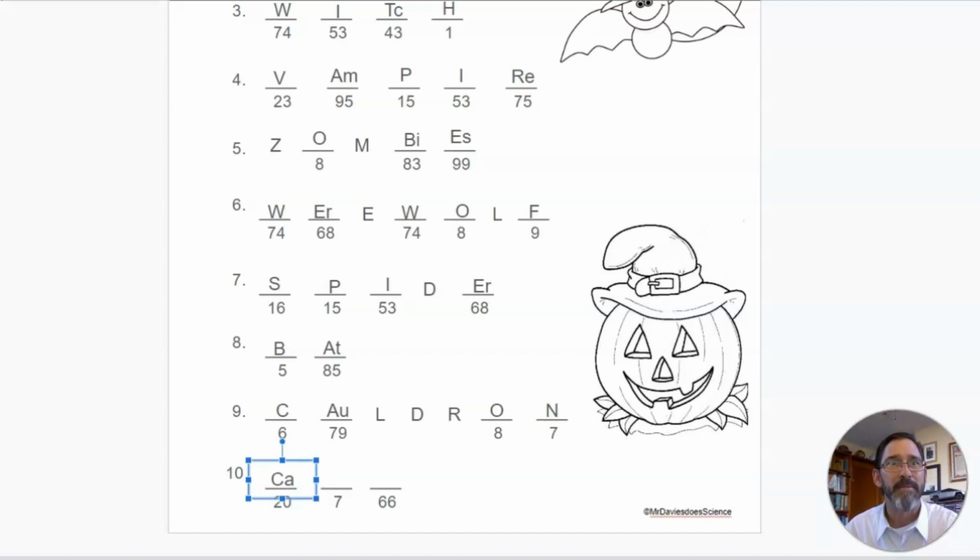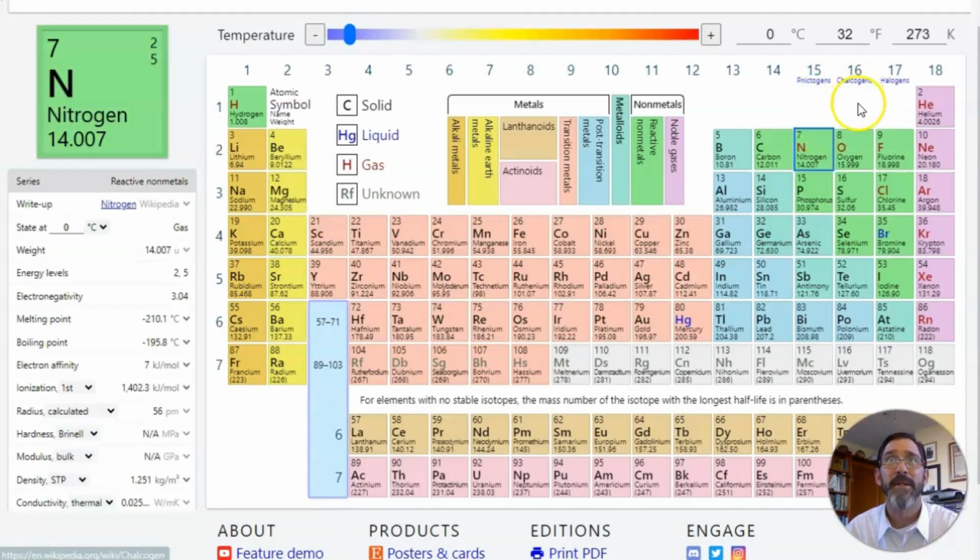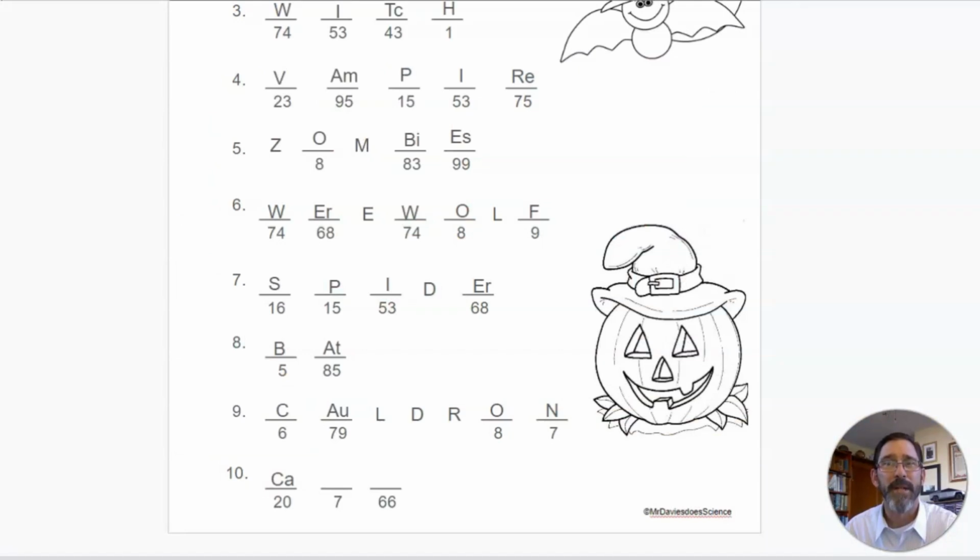That's calcium. The next atomic number is number 7. Number 7 is found at the top of the reactive nonmetals. That would be nitrogen. Its symbol is a capital letter N. Above number 7, go ahead and print capital letter N for nitrogen.